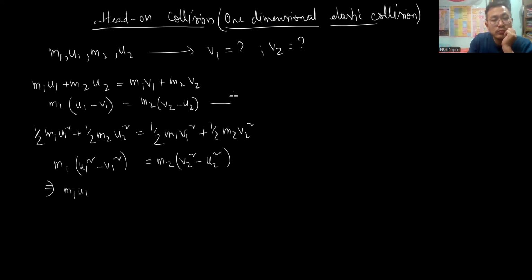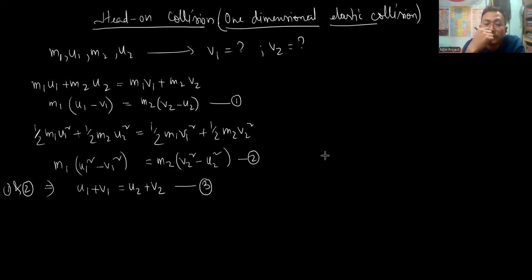Let's say this is equation 1, and this is equation 2. Dividing equation 2 by equation 1, we get u1 plus v1 is equal to u2 plus v2. So let's say this is equation 3. Now we need to find v1 and v2 in terms of m1, m2, u1 and u2.